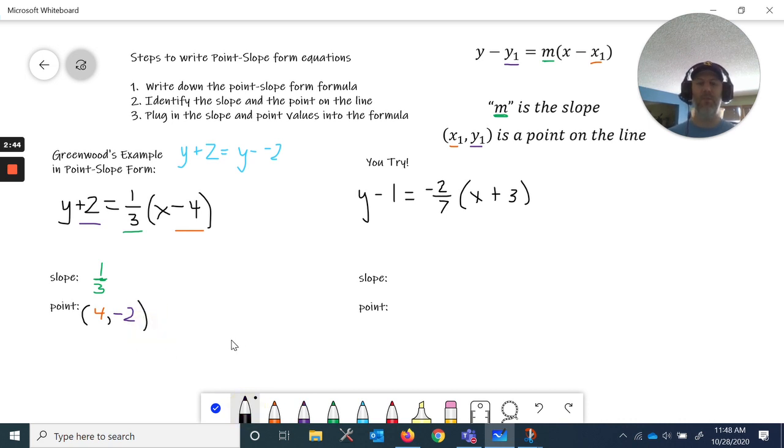Now you can pause the video, take a look at the next one, and try to identify the slope and the point. Then I'll come back and show you how it works and then give you a picture of what each graph looks like.